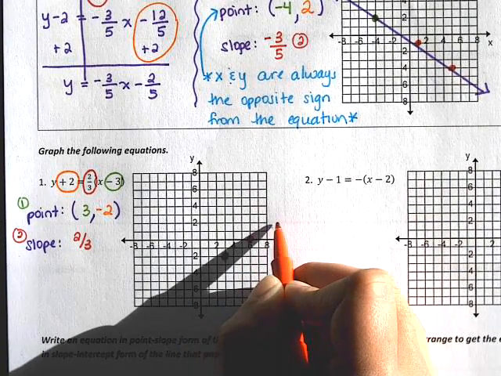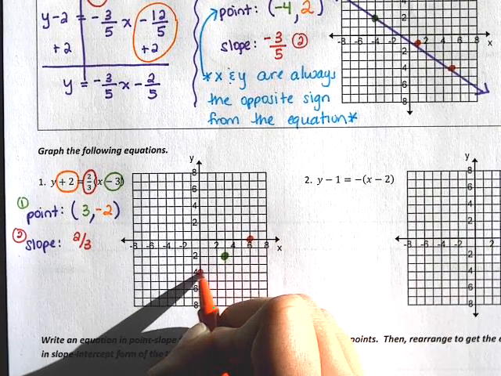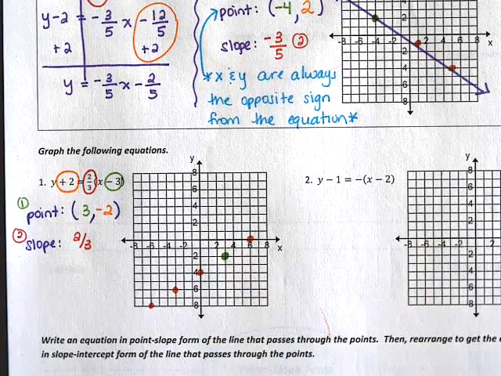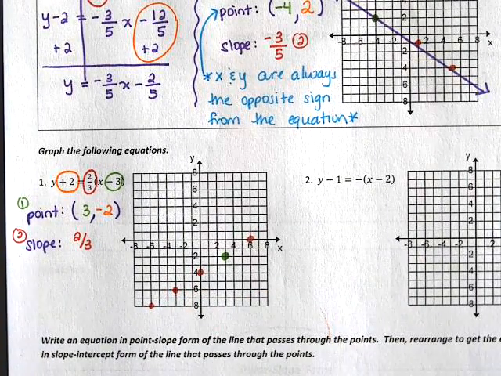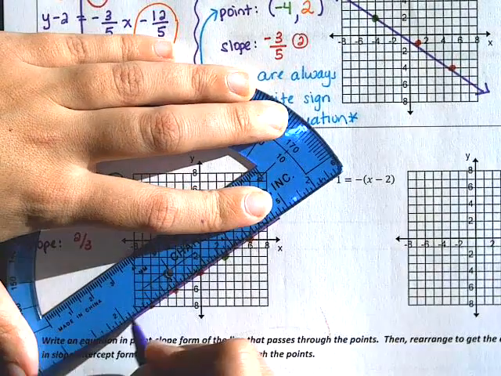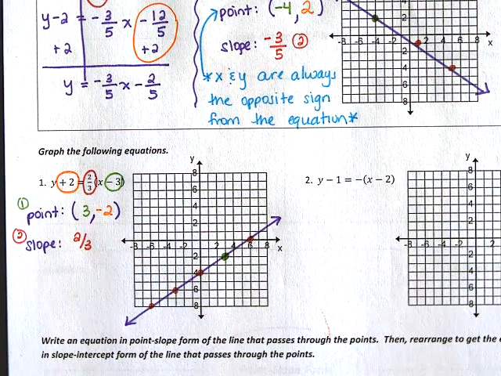Rise 2, run... oh, I'm out of room. Go backwards, down 2, left 3. Down 2, left 3. Then I'm going to draw a line. Let's try this one more time.